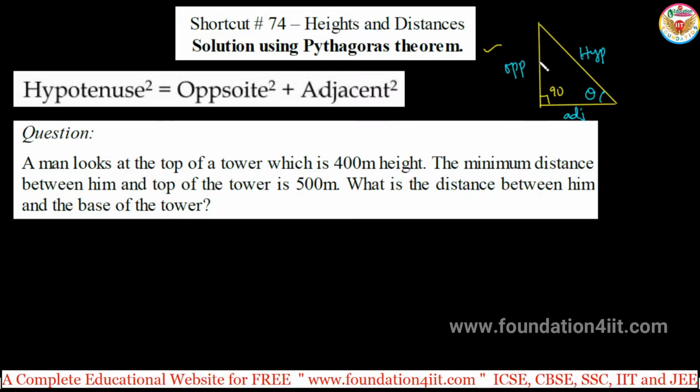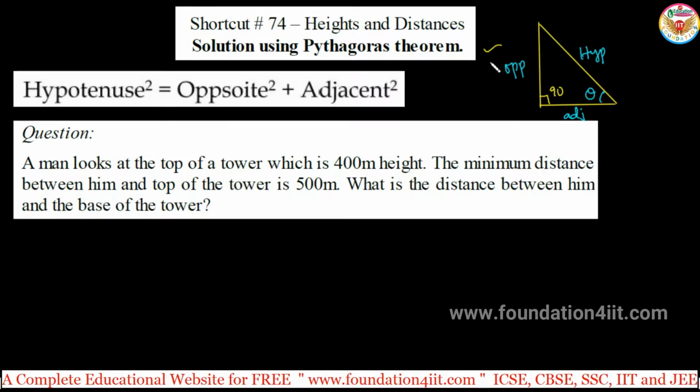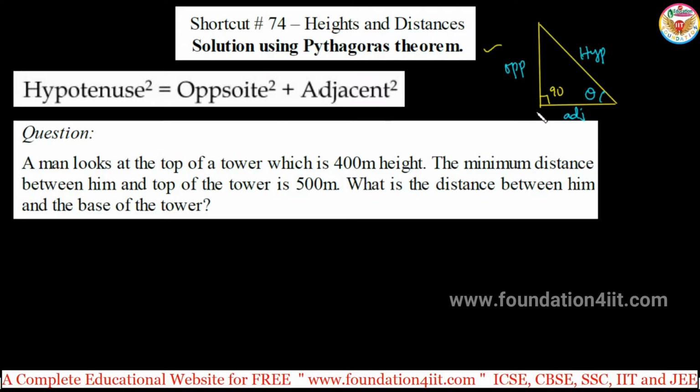The side straight from the angle is the opposite side and the base side is adjacent, and the side opposite to 90 degrees is the hypotenuse. So according to the Pythagoras theorem, hypotenuse square is equal to the sum of the squares of the other two sides. That means hypotenuse square is equal to opposite side square plus adjacent side square. This is only for the right angle triangle. Using this concept also we have problems.